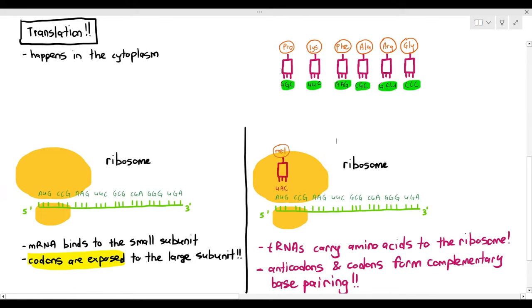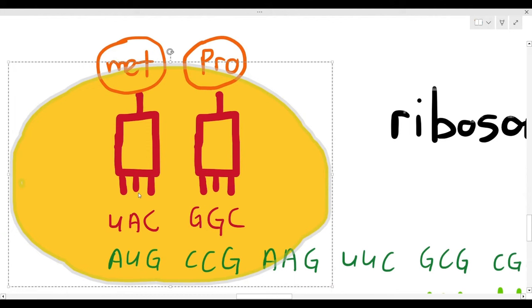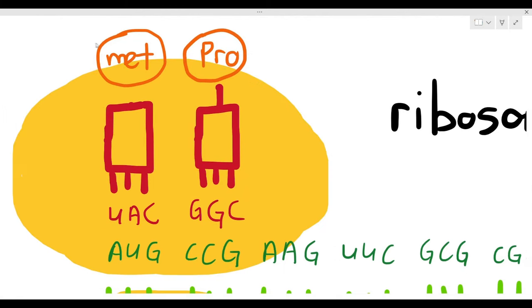The second tRNA will be GGC, and its anticodon will form complementary base pairings with the second codon of the mRNA. I'm zooming in over here so you can see how the complementary base pairing works. As you can see, when the codon is AUG, the anticodon is UAC. And when the codon is CCG, the anticodon is GGC. That is how the specific tRNA molecules will carry the amino acids to the ribosome through a process known as complementary base pairing. Now, what happens after that?